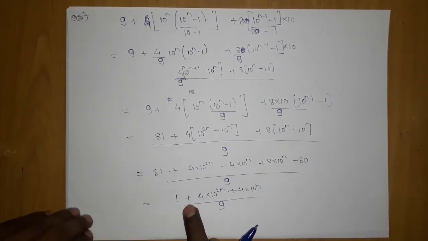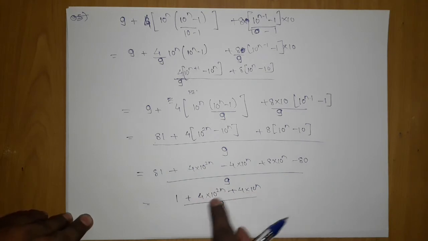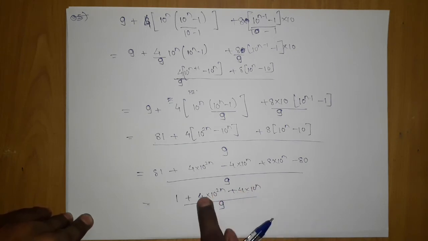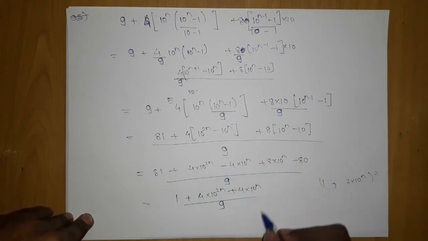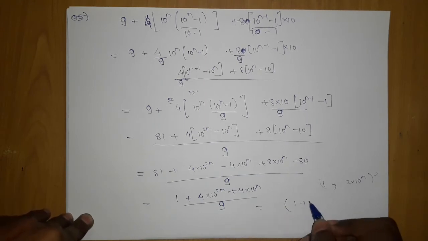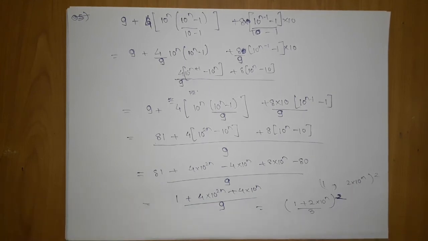It is a perfect square. If you observe clearly, it is 1 squared, and this is the square of 2 into 10 to the power n. This is 2 into the terms 1 and 2 into 10 to the power n. If I square this, I get this. So it is nothing but 1 plus 2 into 10 to the power n by 3, the whole square. So we have proved that it is a square of an integer.